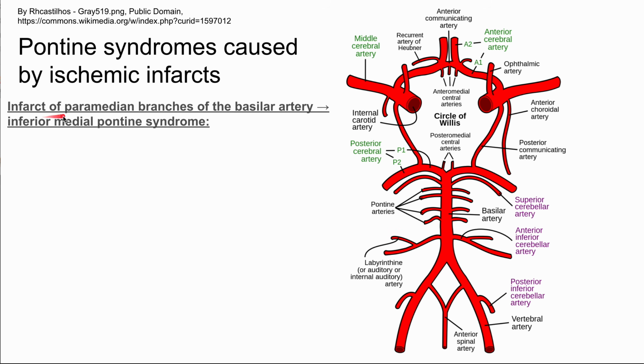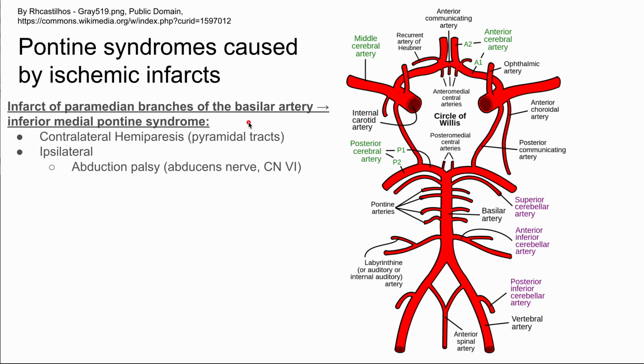First, an infarct of the paramedian branches of the basilar artery. This causes an inferior medial Pontine syndrome. You'll have contralateral hemiparesis, that's pyramidal tracts. You'll have ipsilateral damage, such as abduction palsy, such as for the abducens nerve or cranial nerve 6. You can have ipsilateral facial muscle weakness, again, facial nerve and cranial nerve 7.